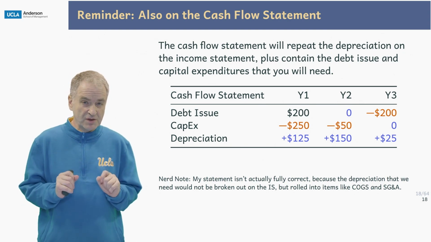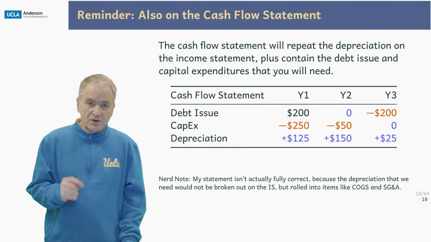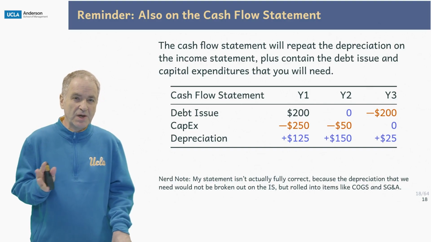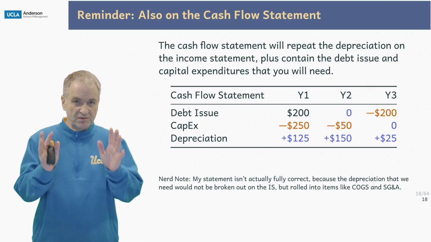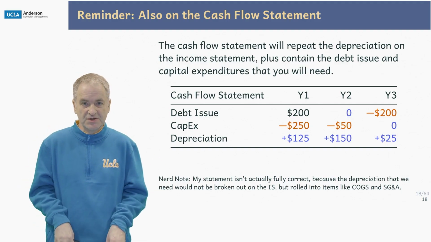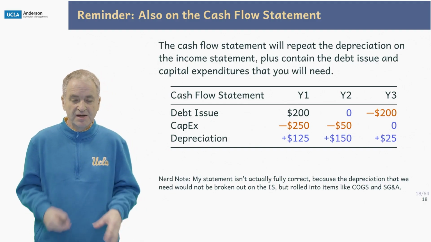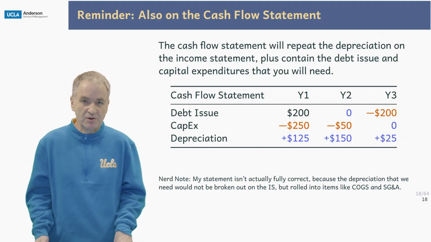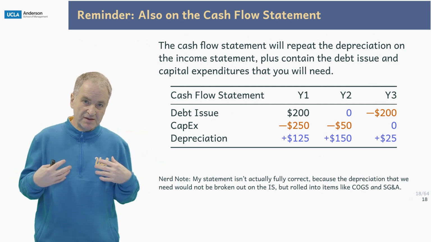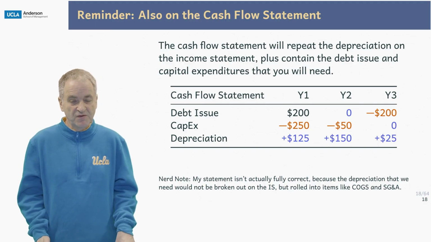There's a little nerd note at the bottom. That's basically because my statement here is not fully correct. It turns out some of the depreciation that we've just put in here is rolled into SG&A and COGS on the income statement. So we really need the one in the cash flow statement, not the one on the income statement. That turns out to be one of those accounting nuances. We're just going to pretend they're the same numbers. In the real world, when you have to get this out, you pick off the depreciation from the cash flow statement, not from the income statement.